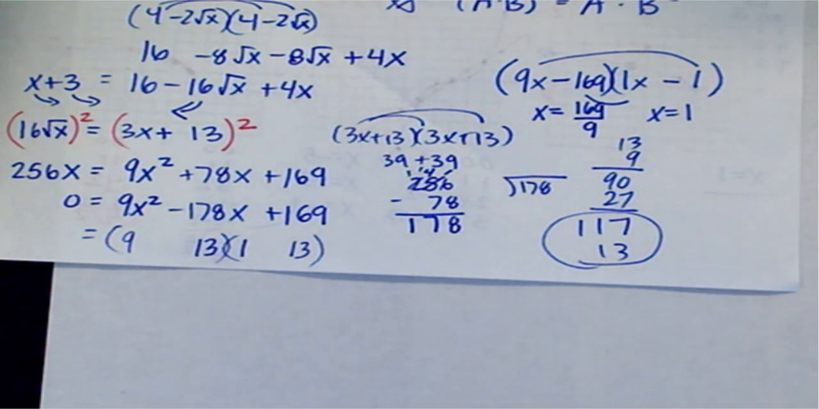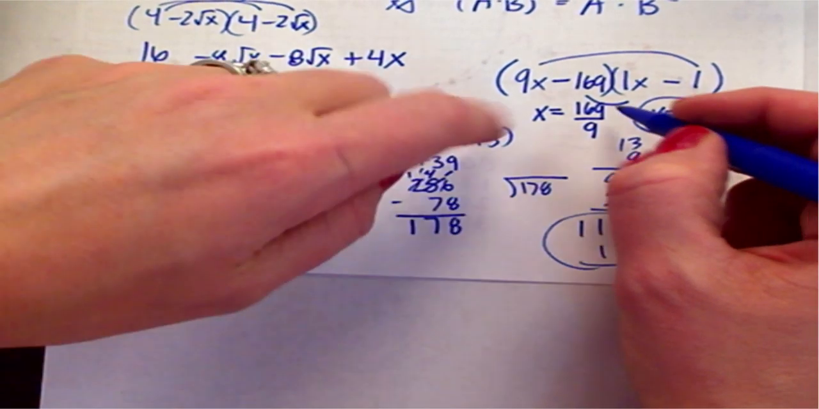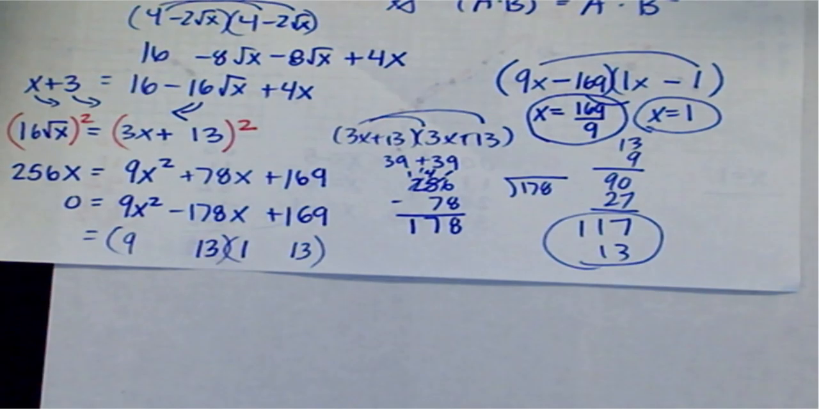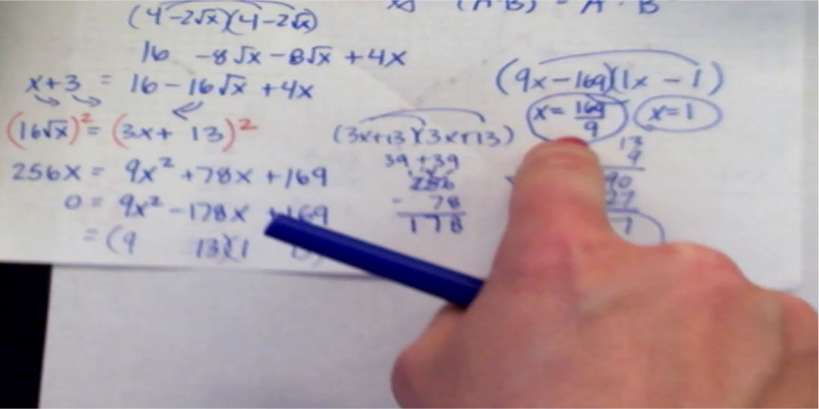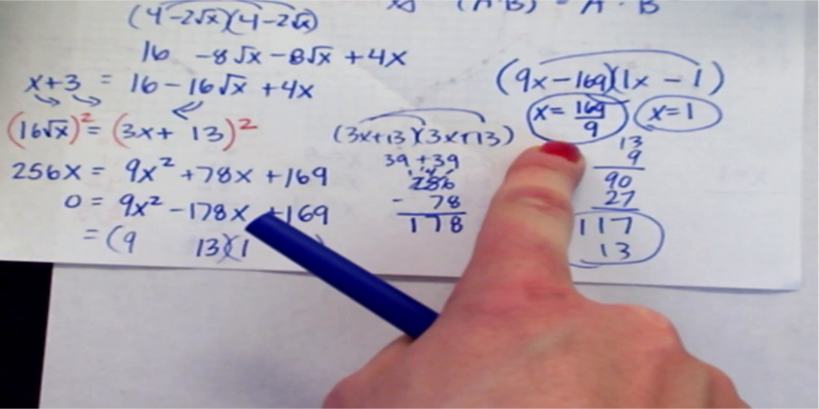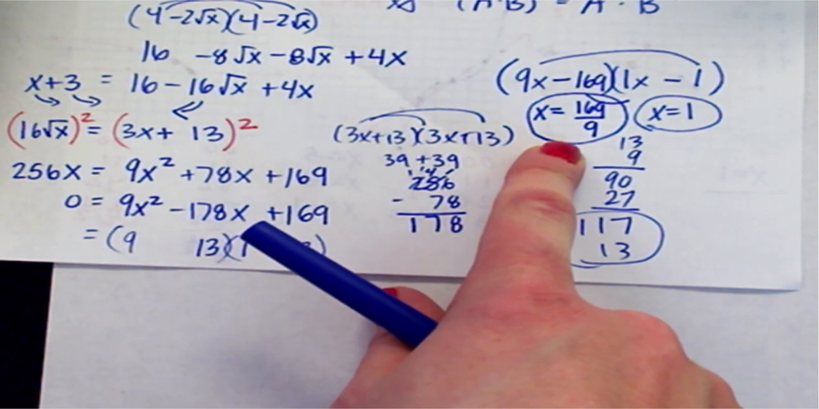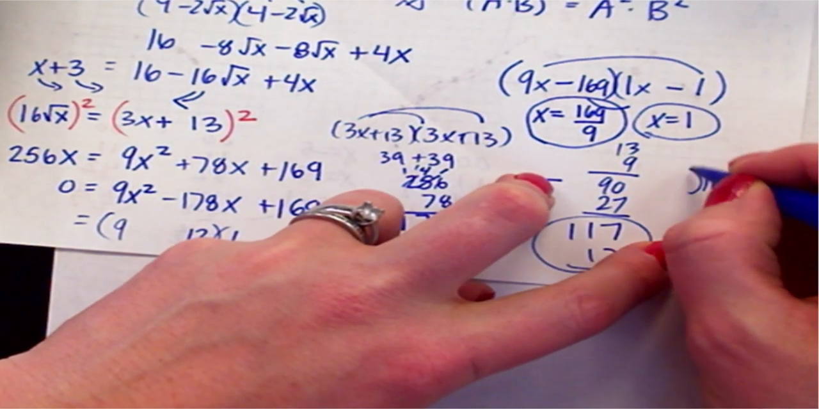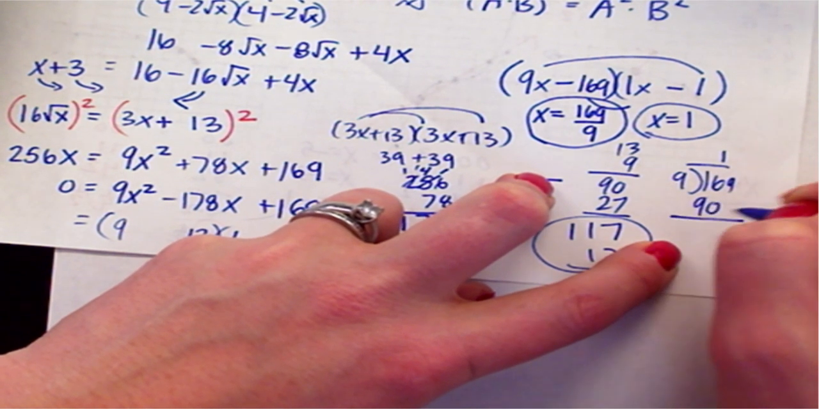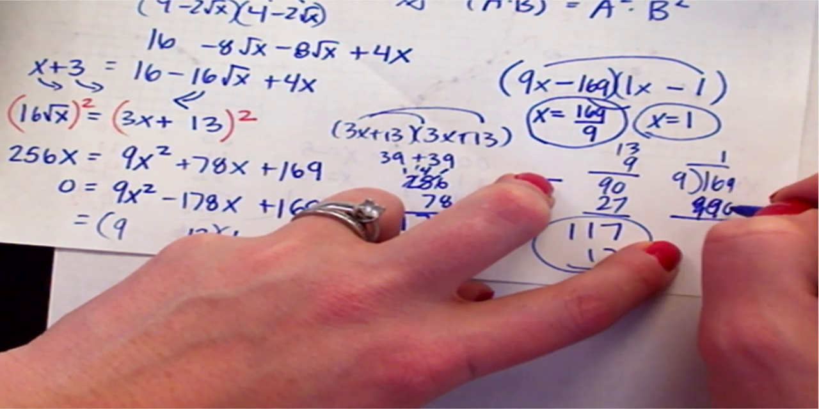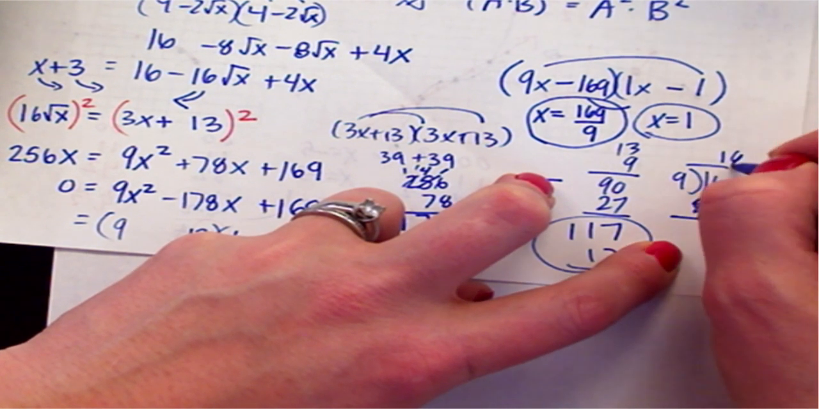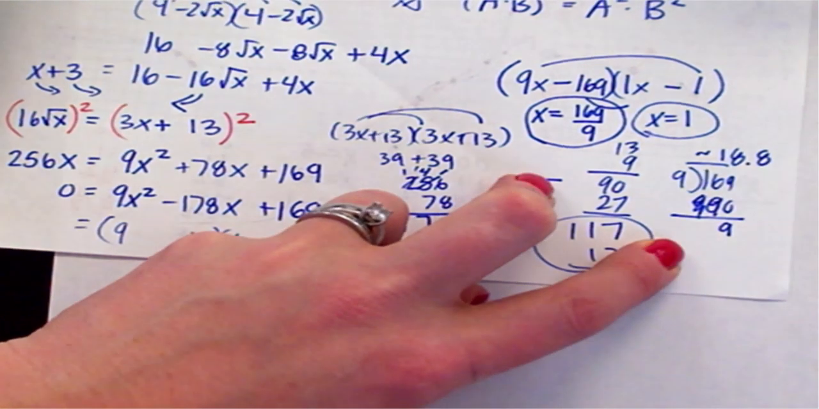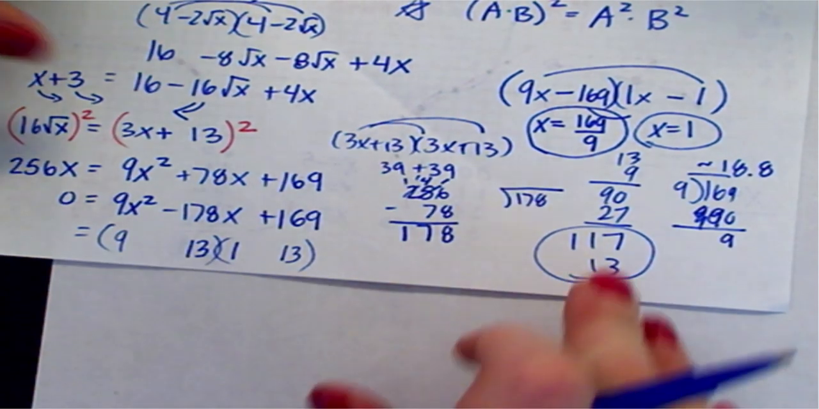Check. Why do we look at things graphically? Because extraneous solutions don't show up on a graph, only real answers. Okay, so flip it over. Can someone give me an approximate decimal for that? Okay, so let's divide. 18-ish. Close enough.